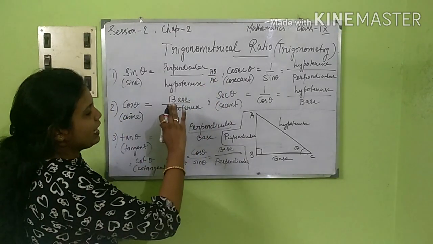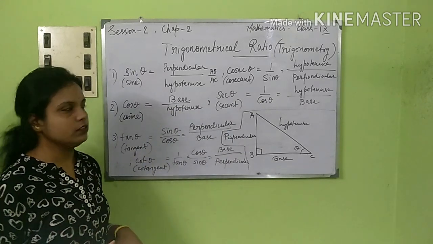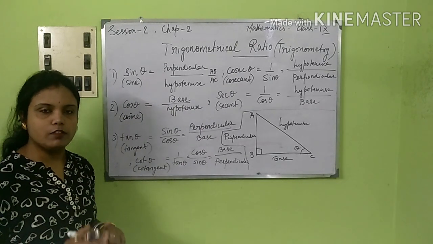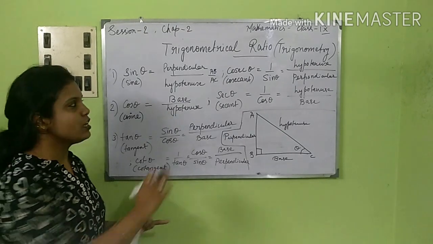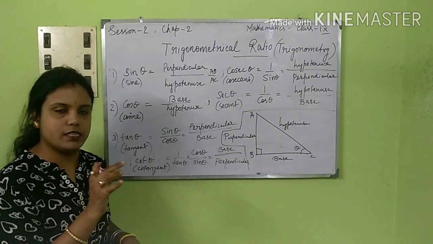If we come to the next one, taking the reciprocal of sine theta, we get cosec theta. The reciprocal of sine theta gives us cosec theta. The other name of cosec is cosecant. We don't write that much, we just write it as cosec.